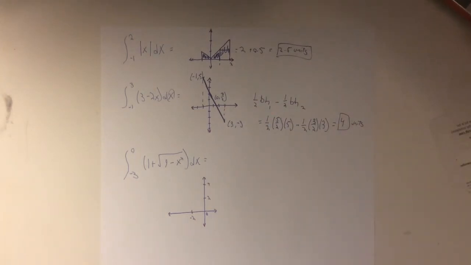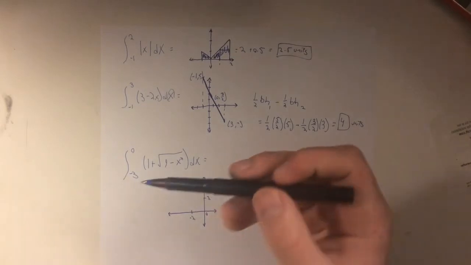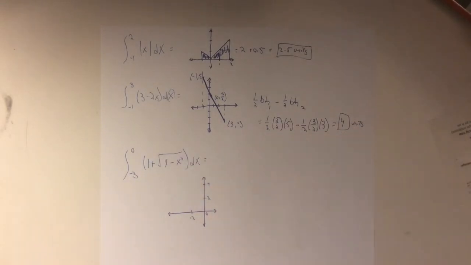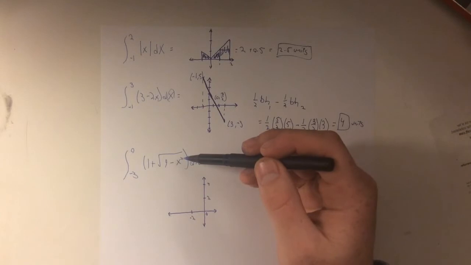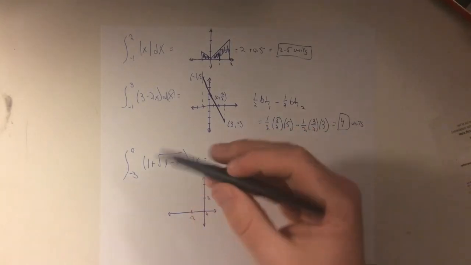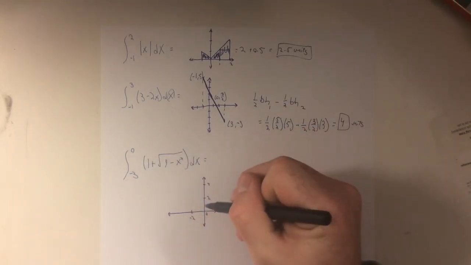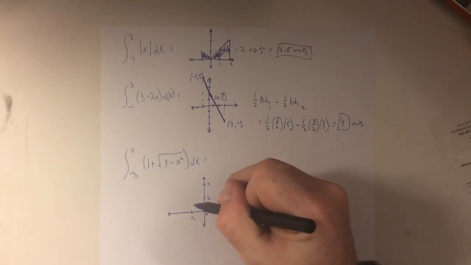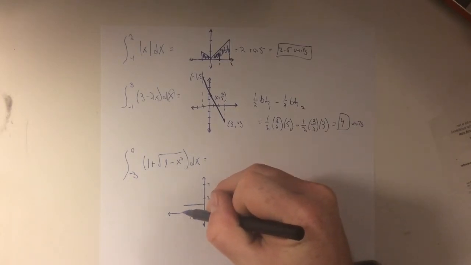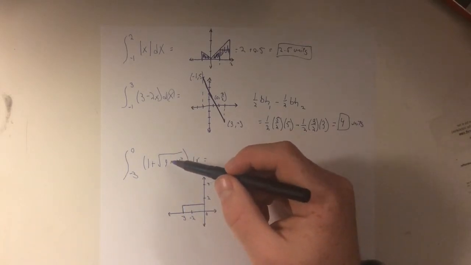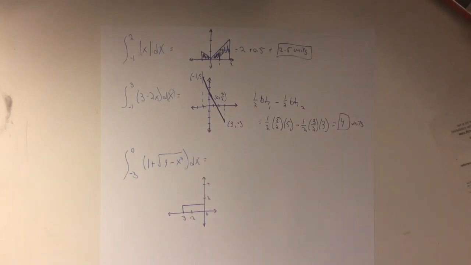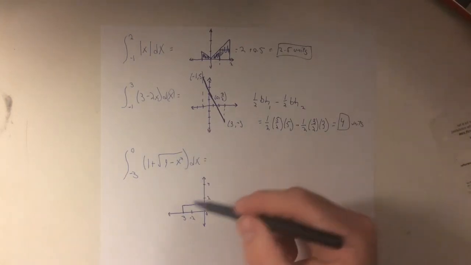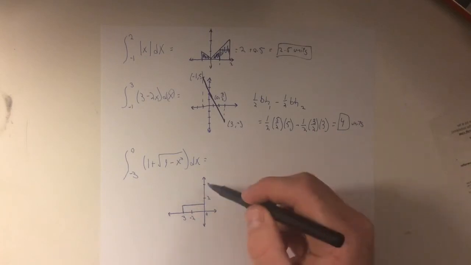For the next problem, it's asking us for the area from -3 to 0 of this function. So we can kind of split this up into the function y equals 1 and y equals the square root of 9 minus x squared. So that function, y equals 1, is just going to look like a straight line. Let's say this is -3. There. And this function, y equals the square root of 9 minus x squared, is just going to be a quarter circle because we're only finding the area in the second quadrant.